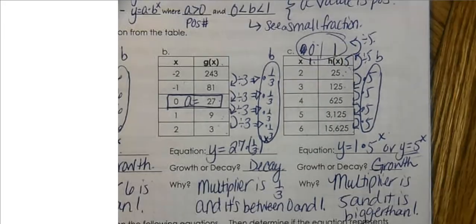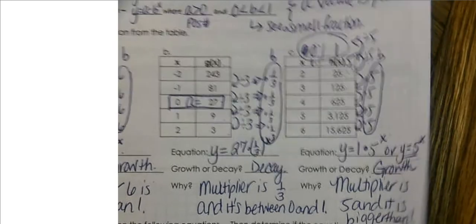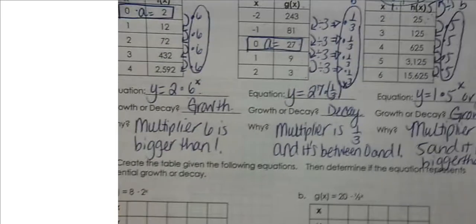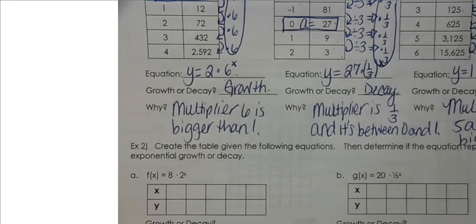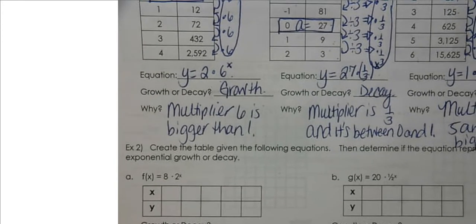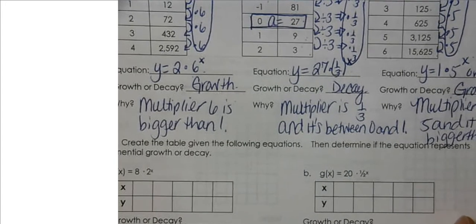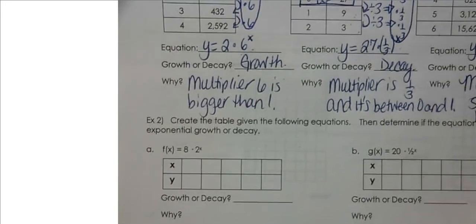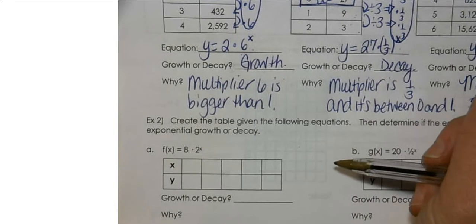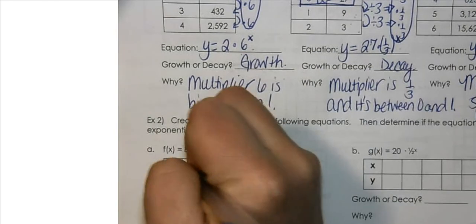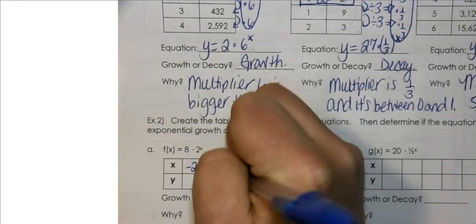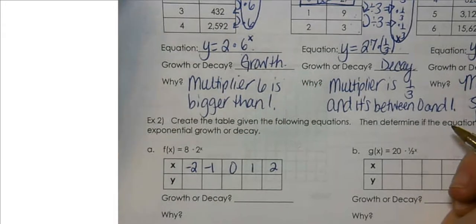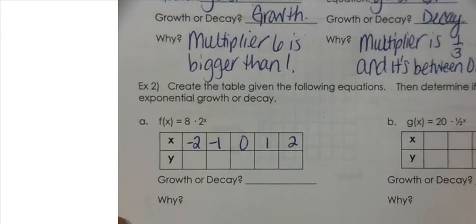All right, let's go ahead and look at example number 2. In example number 2, it's asking you to create the table given the following equations. Then determine if the equation represents exponential growth or decay. So when it comes to creating a table of values, I would strongly recommend selecting -2, -1, 0, 1, and 2. There are a couple of approaches for this.